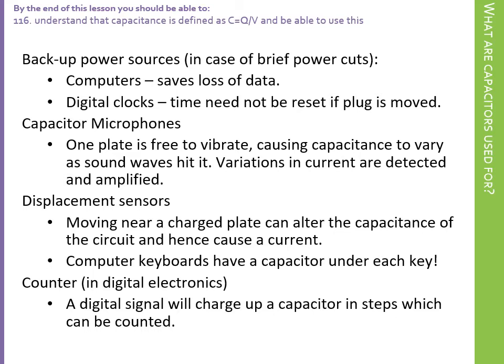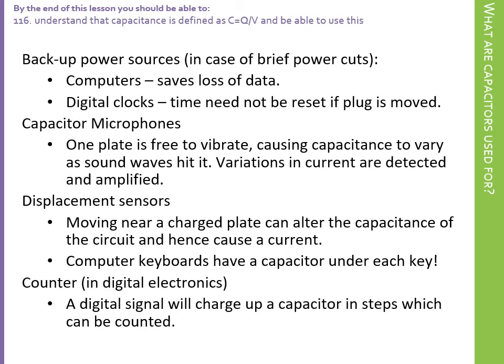One plate is free to vibrate, causing capacitance to vary as sound waves hit it. Variation in current is detected and amplified. They are used in displacement sensors. Moving near a charged plate can alter the capacitance of the circuit and hence cause current. I want you to read and study it independently, because this is something knowledge based.